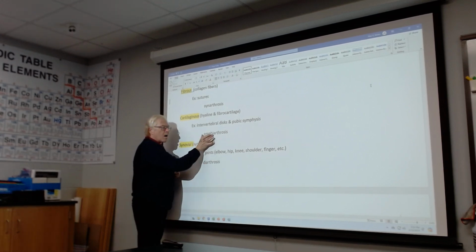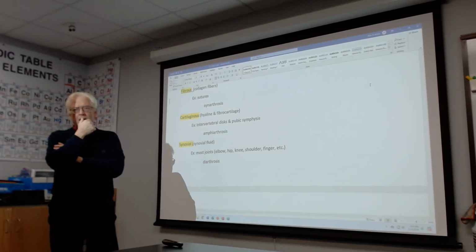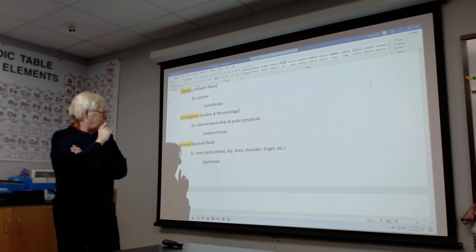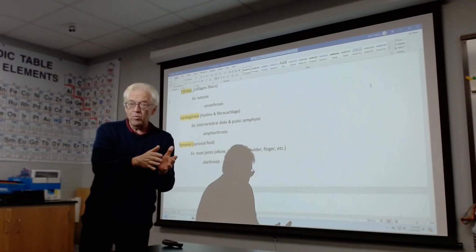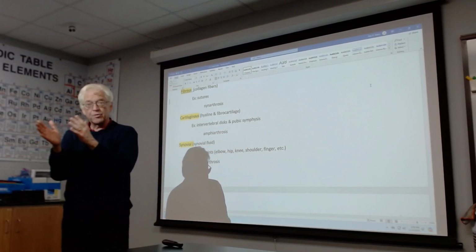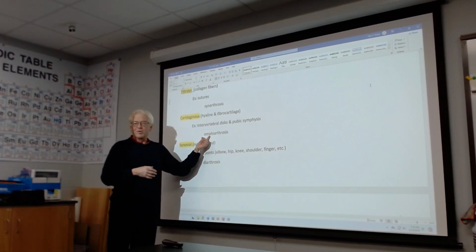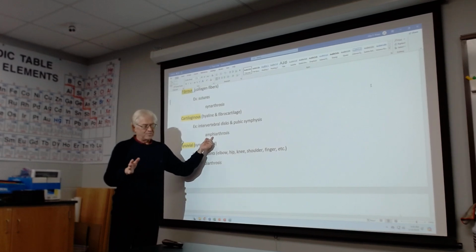Okay? Where have we seen the word amphi before? Ambidextrous. It's amphi. Amphibian. And what's so special about them? They live half their life in the water and half their life out of the water. So they're a little bit of both. Got it? And that's what they're saying here. A little bit of movement. Got it? Some movement. Okay.